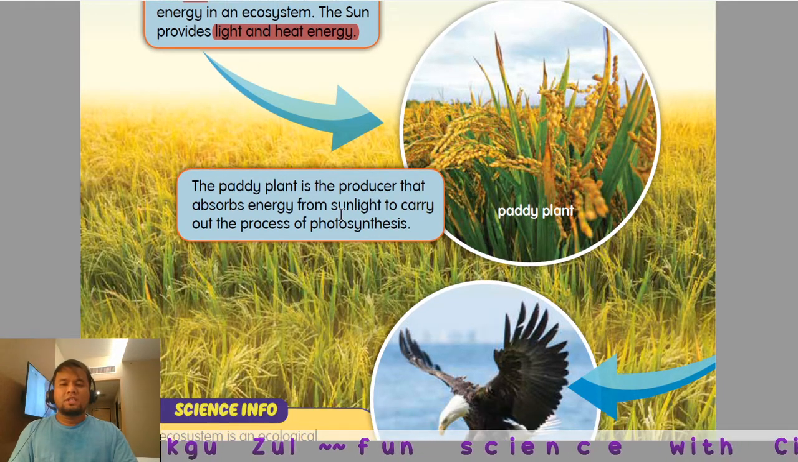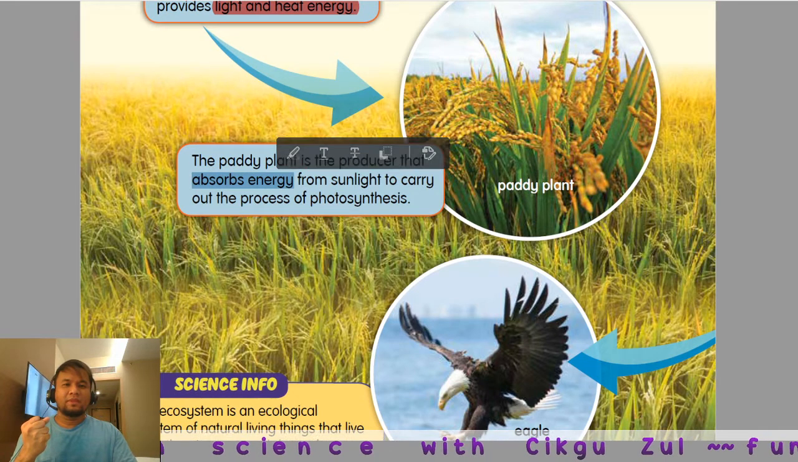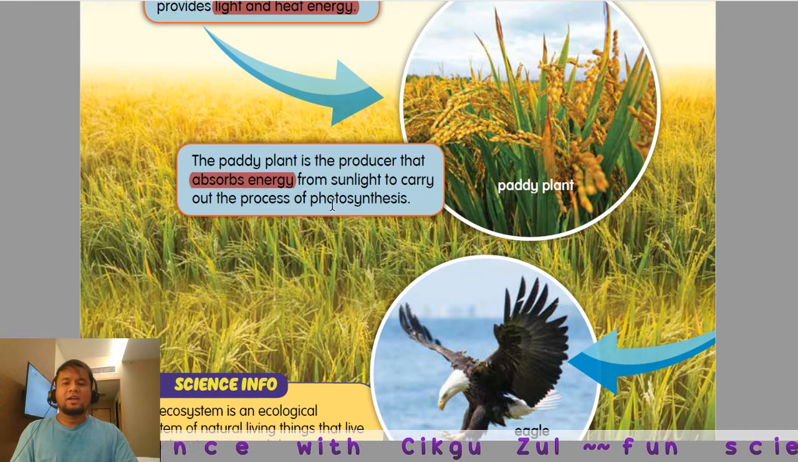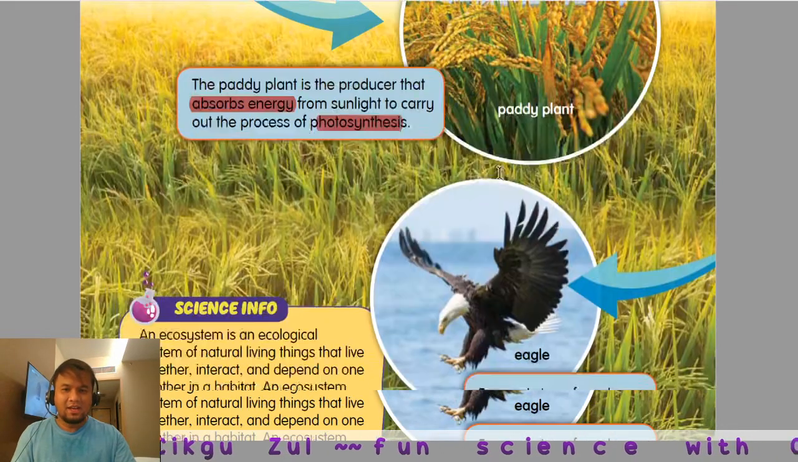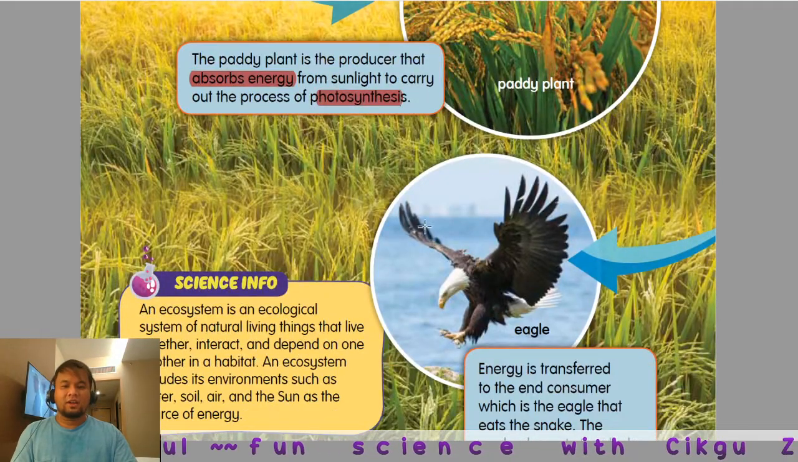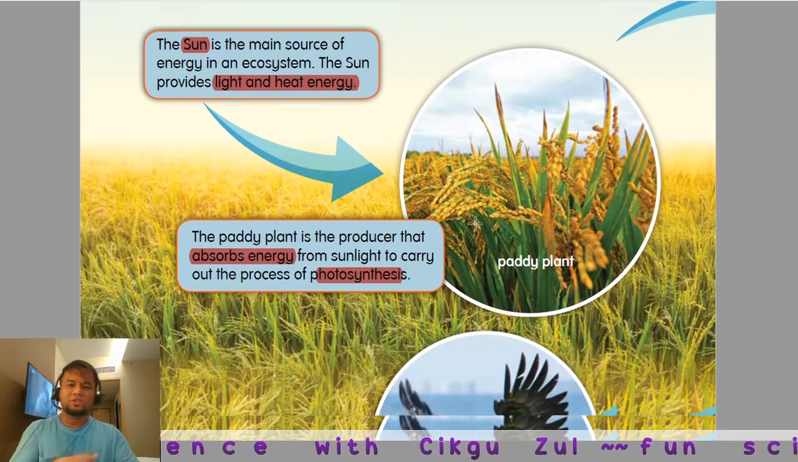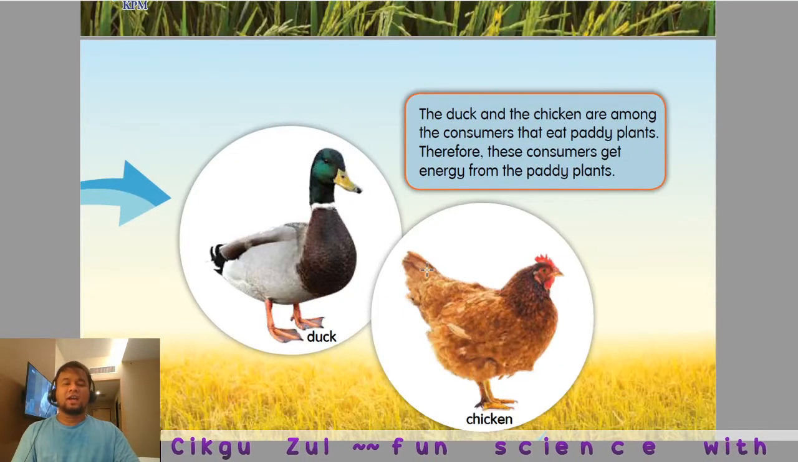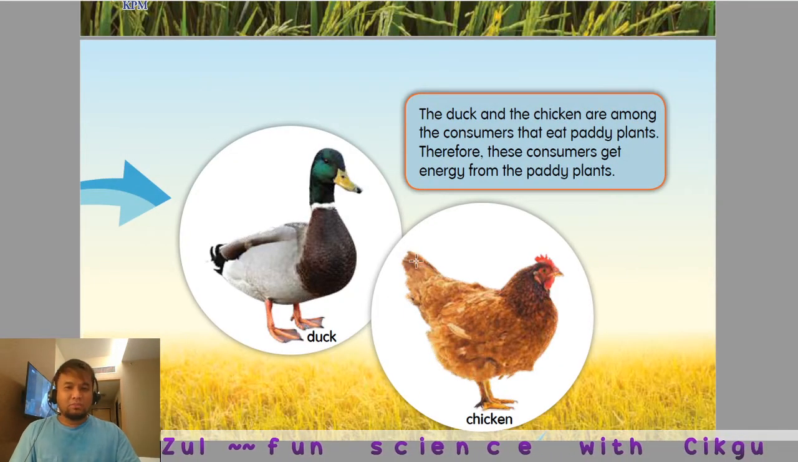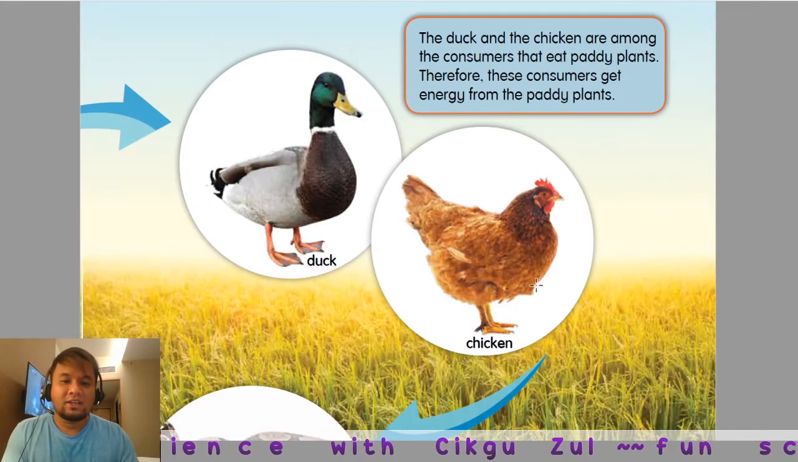Okay, now, bila dia sudah membekalkan cahaya dan juga haba, so the plant, such as the paddy plant, it will absorb the energy and carry out the photosynthesis. Understand? Okay, senang je kan? Okay, oleh sebab muka surat ini continuous to another page, kita terpaksa turun sekejap. Okay, now, the paddy will be eaten by the duck and the chicken.